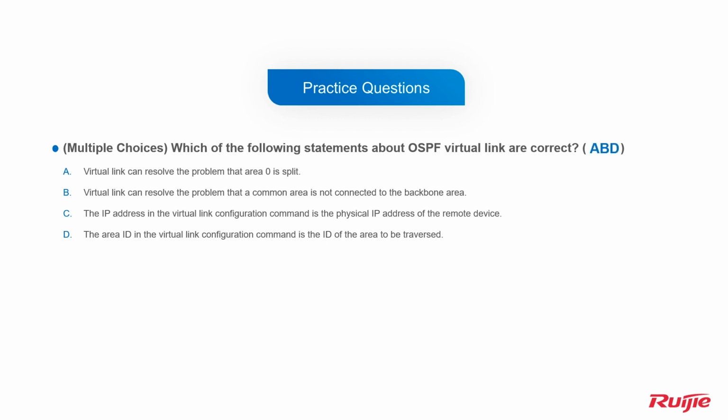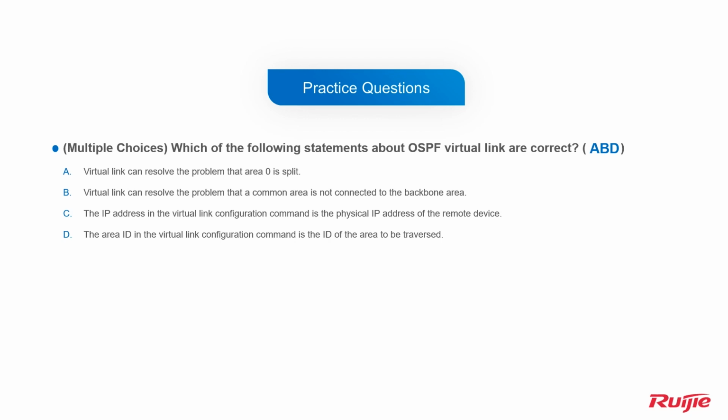So the virtual link actually can solve the problem that area 0 is invalid, because we have to follow the rule that in one OSPF process there is only one area 0, right? Okay. And the virtual link also can solve the problem that a common area, meaning the non-backbone area, is not connected to the backbone area. Because in the OSPF process, we have to keep every common area connected with the backbone area directly.